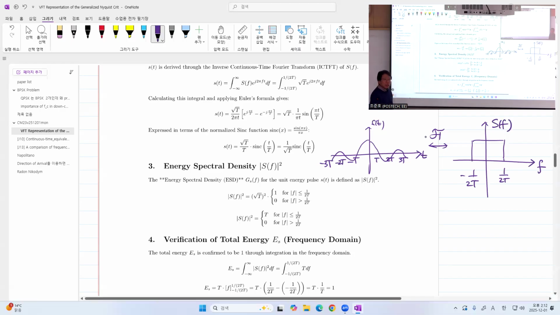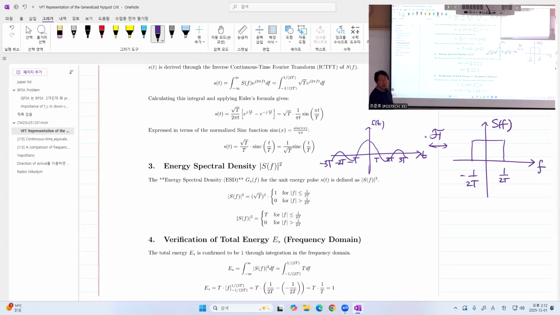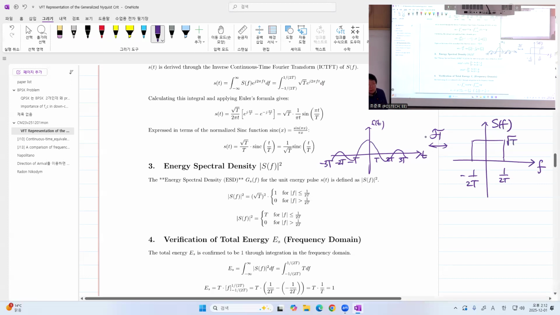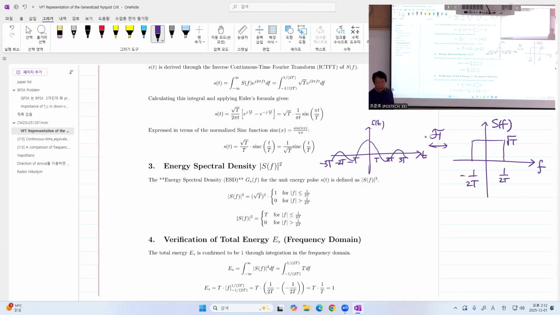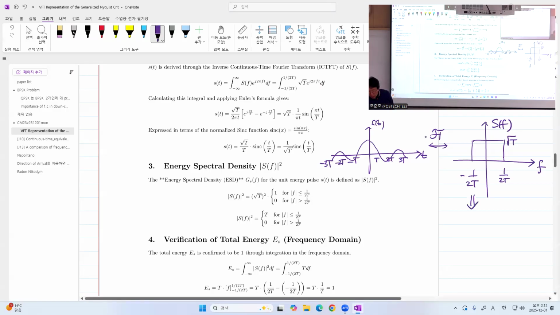Now, my question is, when we have a unit energy s(t), what would be the height of this rectangular frequency domain pulse? Right, so it must be square root T. And what would be the energy spectrum of the signal s?